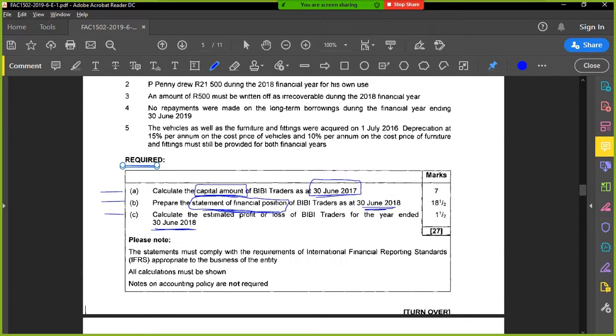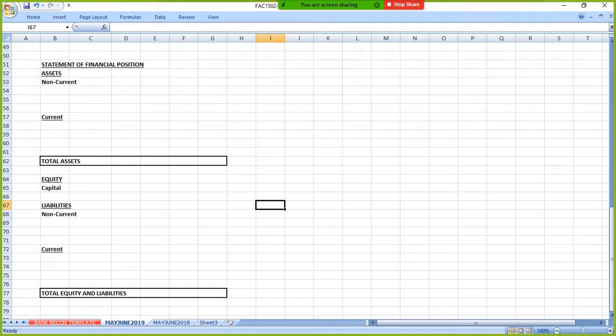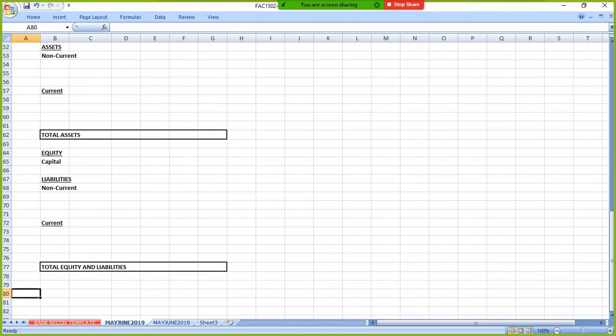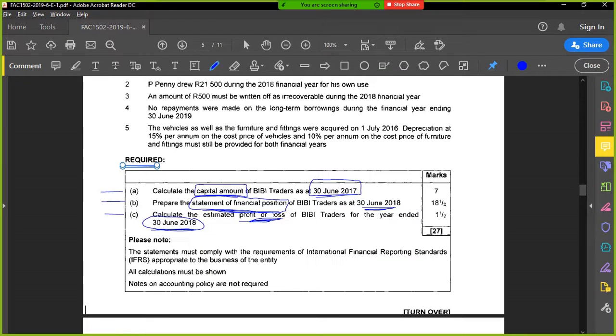Okay, next, number C. Calculate the estimated profit or loss for the year ended 30th of June. Okay, so they want profit and loss for the end of the year. So this is B. This was A. And then C, profit or loss for the year ended 30 June 2018, was it? Let's just check. Profit or loss for the year ended 30th of June 2018. Perfect. Okay, so it's just a calculation.